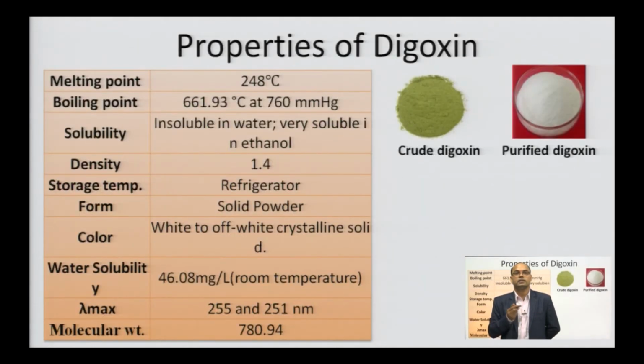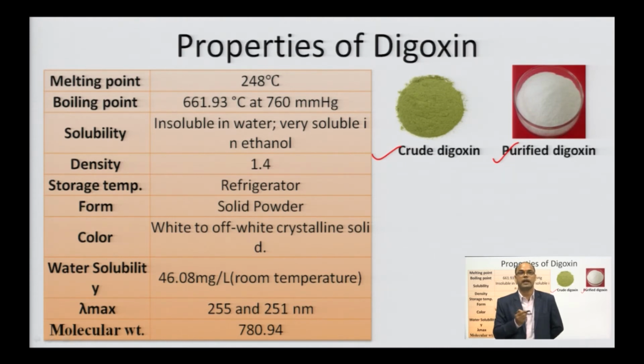Then let us discuss the properties of digoxin. You can see in the picture, this is the crude digoxin, the leaves of Digitalis purpurea, and this is the purified crystals of your digoxin. You can see the melting point of digoxin is around 248 degrees Celsius, and the boiling point of digoxin is around 661.93 degrees Celsius at 760 mmHg.